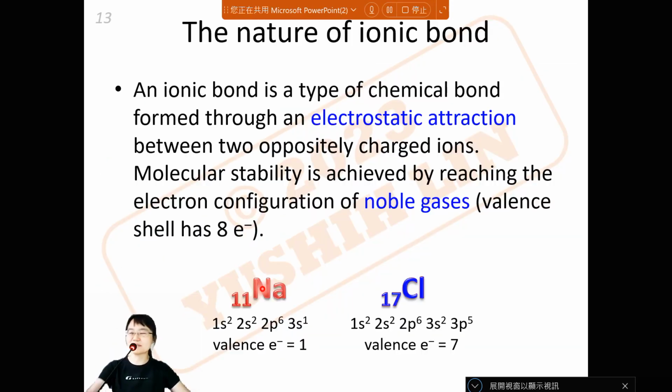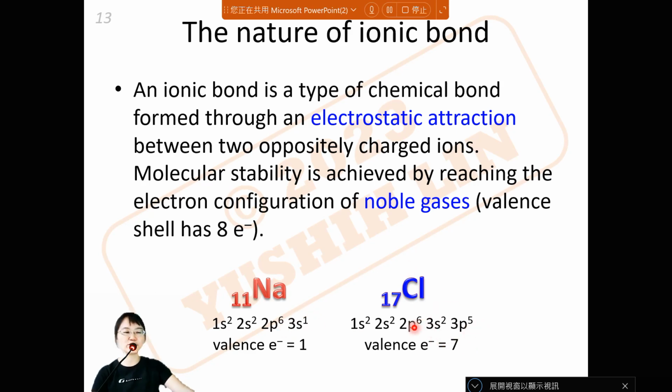We know there are several chemical bonds, but today we will focus on two bonds. One is ionic, the other is covalent. This is an ionic bond, sodium chloride, salt. It basically follows electrostatic attraction. This is the electron configuration of sodium, and this is the configuration for chlorine. This is the valence shell. This is the valence shell.